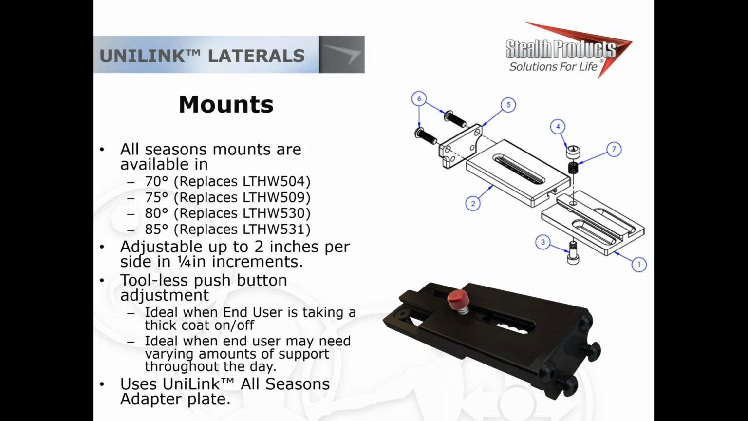So maybe they're good and strong, sit upright just fine in the morning, and throughout the day they start to slump over to one side or the other. This lets you adjust to accommodate for that and not need tools. So the way we do it is there's a little adapter. This is the current adult sized all seasons mount. We just put a little adapter plate on it that gives us holes in the Unilink spacing.